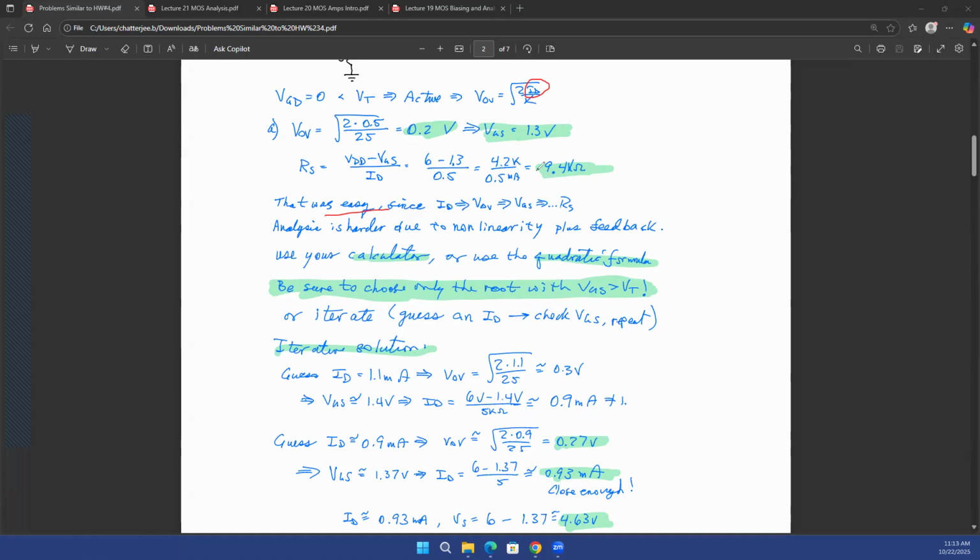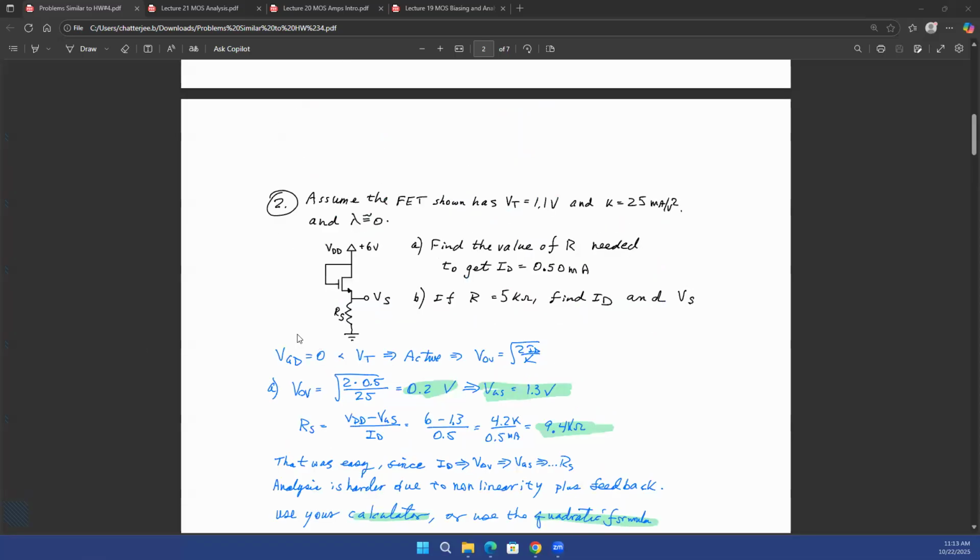But for the second part of the question, you're just given the value of RS and you're not given the value of ID. Because you're not given the value of ID, you cannot find out the V overdrive. If you cannot find out V overdrive, you cannot find out what is VGS. If you cannot find out VGS, you cannot find out the source voltage. So for the second part, only R is given, but ID and Vs both are now unknown. In the previous case, ID was known, and that actually fixed the VGS value or the V overdrive value. In this case, both are unknown.